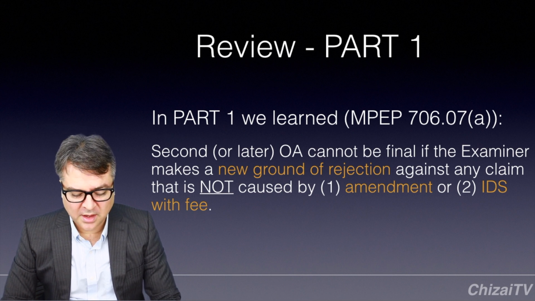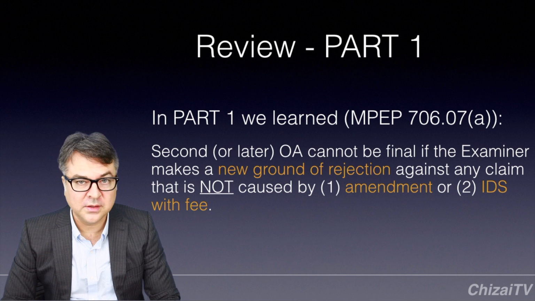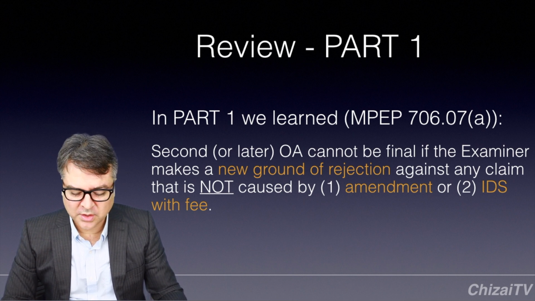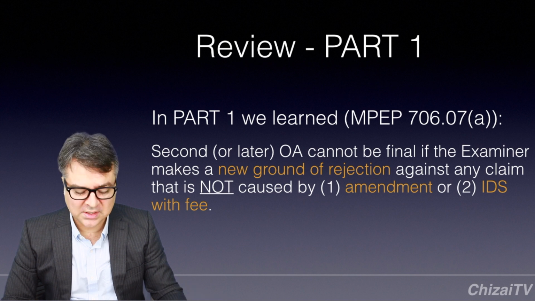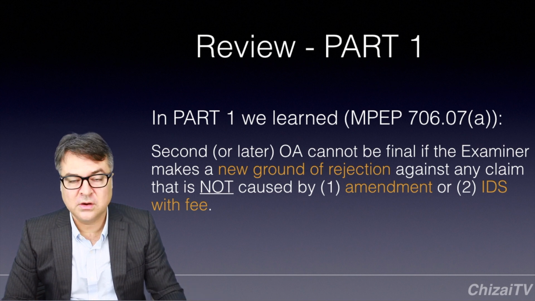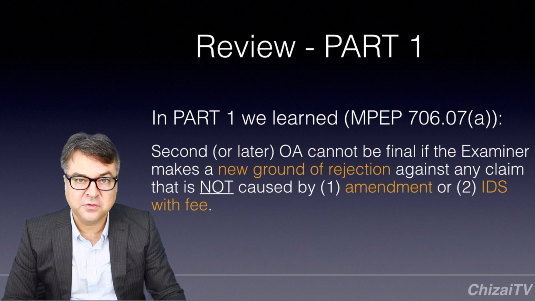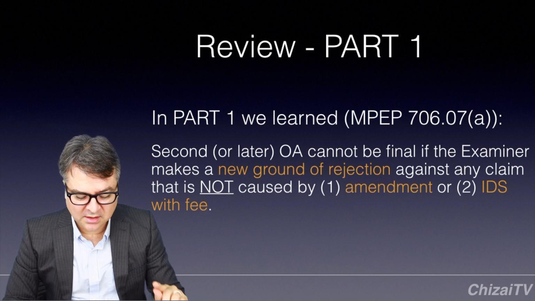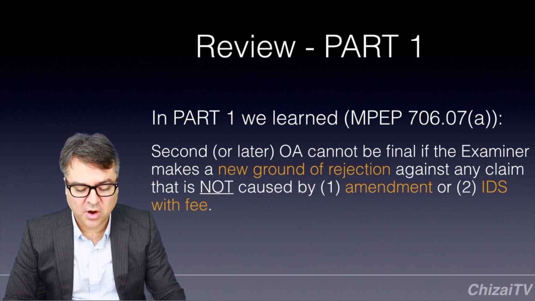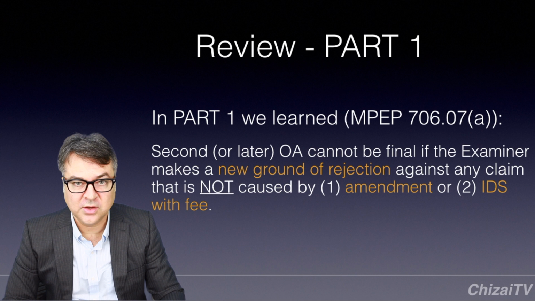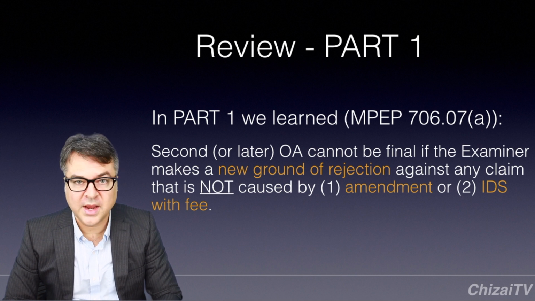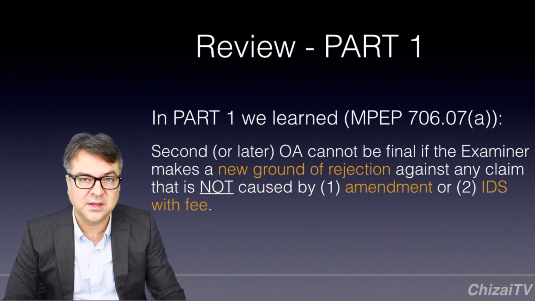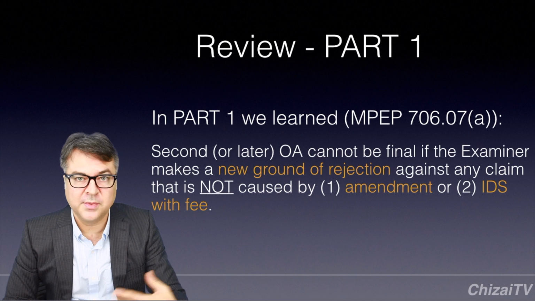But really quickly, I just want to review part 1. What did we learn in part 1? In part 1, we learned from MPEP 706 that a second or later office action cannot be final if the examiner makes a new ground of rejection against any claim that is not caused by your amendment or an IDS that you filed with a fee that contains prior art that the examiner used.